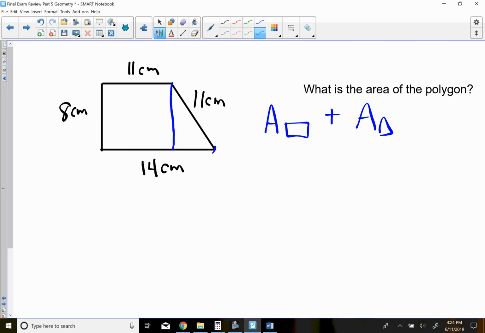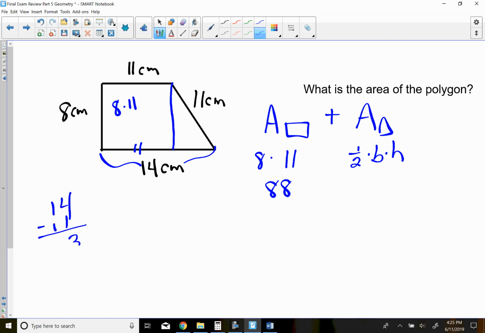The whole piece here is this 14. This piece is 11, so this part is 11. So the area of this guy would be 8 times 11. So this piece is 88. Triangle is going to be 1/2 times base times height. The base is not 14 and it's also not 11. It's 14 the whole thing, take away the 11. So 14 take away 11 leaves me with 3 centimeters for that piece. So the triangle is 1/2 times 3.